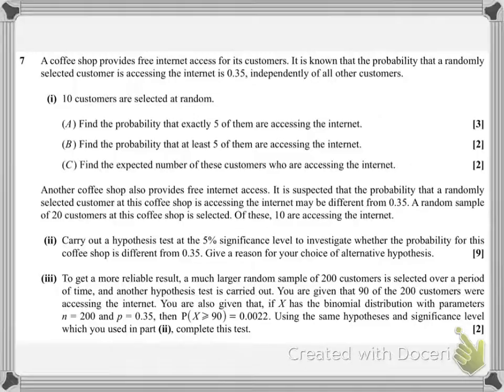So this is another hypothesis testing question about a coffee shop and how many of its customers are accessing the internet. We're given that the probability that a customer is accessing the internet is 0.35, and we're going to be looking for some various probabilities and then do a hypothesis test and then another hypothesis test.